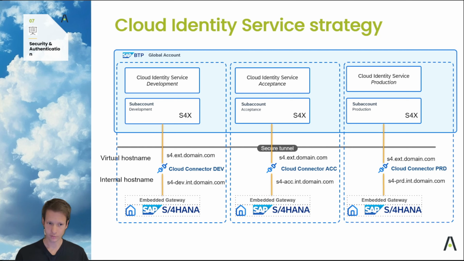A few reasons. First of all, additional layer of security. If you have one Cloud Identity Service for all your systems, that means that all the users that exist in that Cloud Identity Service theoretically could have access to every system that's connected to it. Normally, it should be secured by authorizations. But what if there is a mistake? So it gives an additional layer of security because if the user is not there, it cannot have the wrong authorizations.